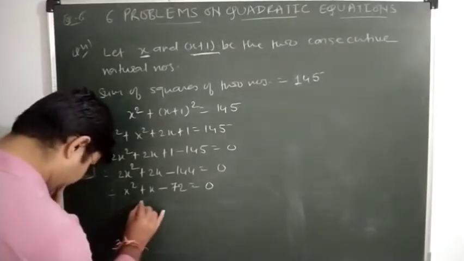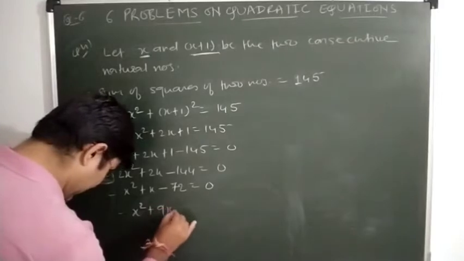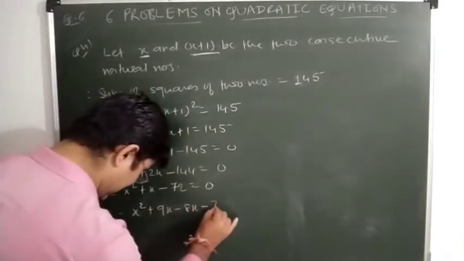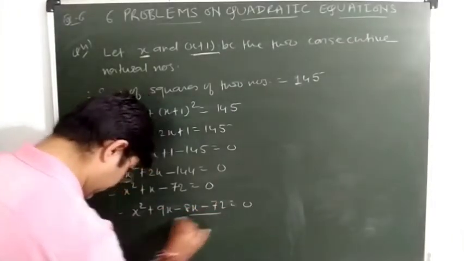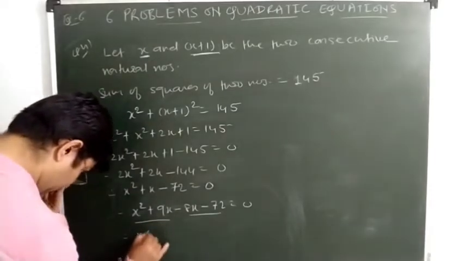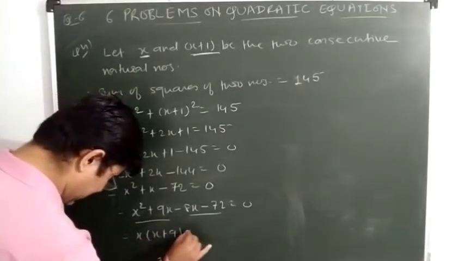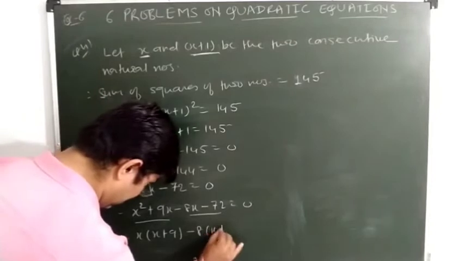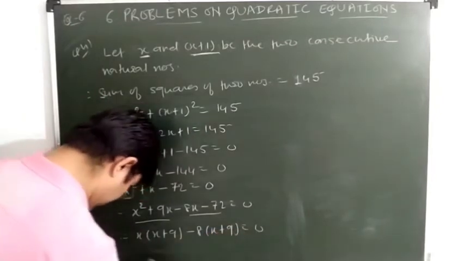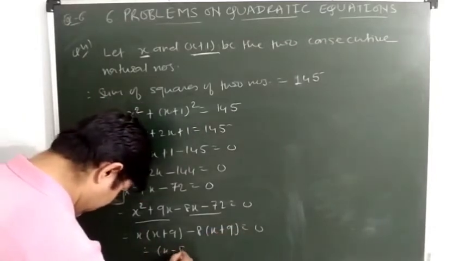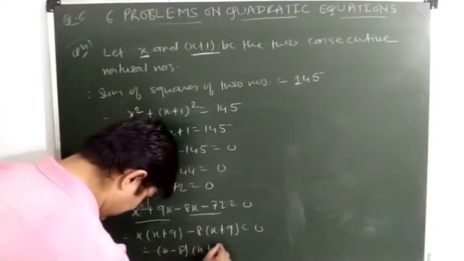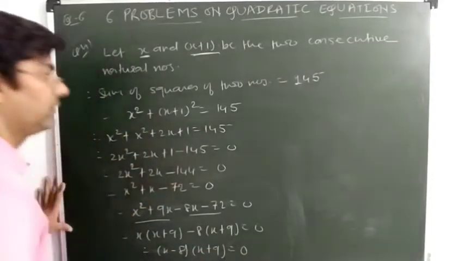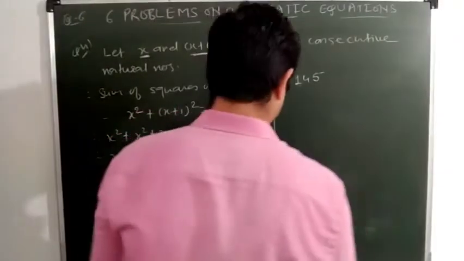Therefore x square plus 9x minus 8x minus 72 is equal to 0. x common, x plus 9, minus 8 common, x plus 9. Therefore x minus 8 into x plus 9 is equal to 0.